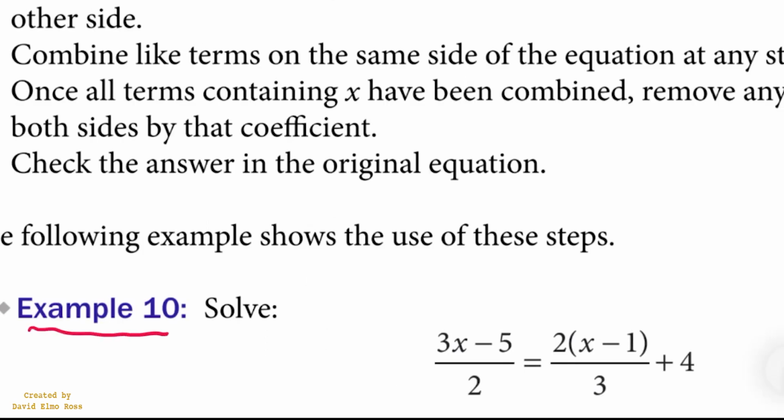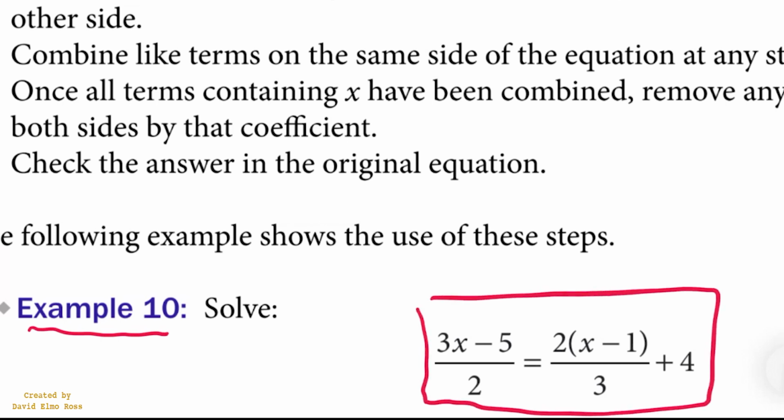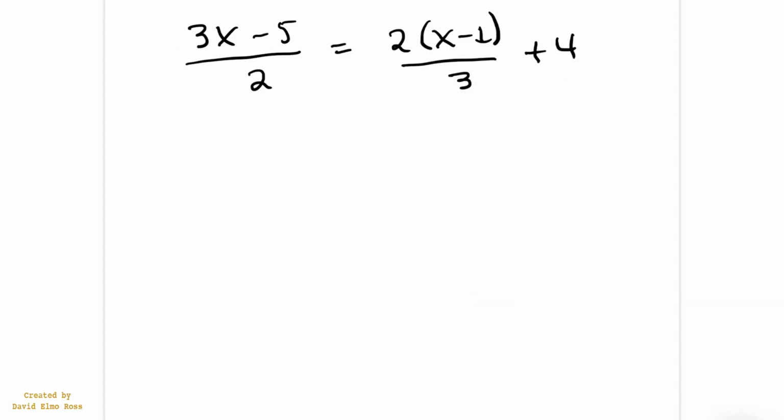Let's take a look at example 10 and try and solve it. And this is what we have as our equation. Let's see how we do that step by step. First of all, we have to be very careful with the order of operations here. Now, as the last one showed, we have a denominator of 2 and a denominator of 3, so it makes sense to multiply through the whole left and right side by 6.